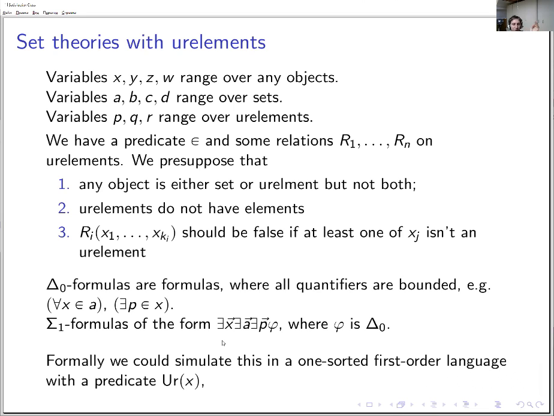Again, we have the notion of delta 0 formulas and sigma 1 formulas. Here, in a sense, we have six meaningful kinds of bounded quantifiers. We can bound by a set or by an arbitrary object, and then there are three variants of what is bounded: a set, an arbitrary object, or an urelement variable. But it's just syntactical stuff.